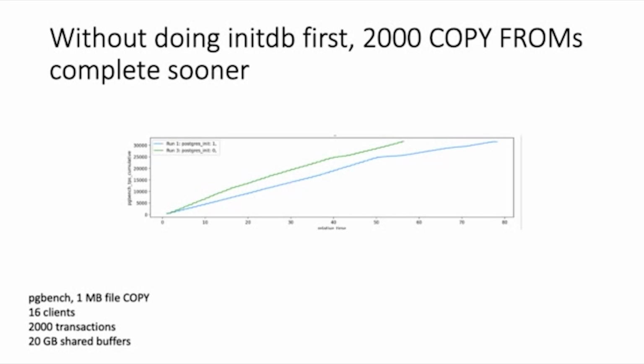In the green line, we did not do initdb. The way I would do the run is I have a script and it either does initdb or doesn't, and then it creates a database and loads data into it and goes through all these steps. So in the blue line, I did initdb and then all those steps. And in the green line, I just dropped and recreated the database and loaded data into it for the benchmark. And so you can see it's much faster when we haven't done initdb.